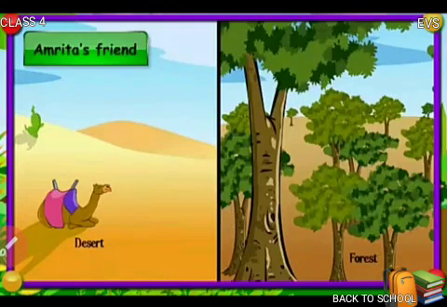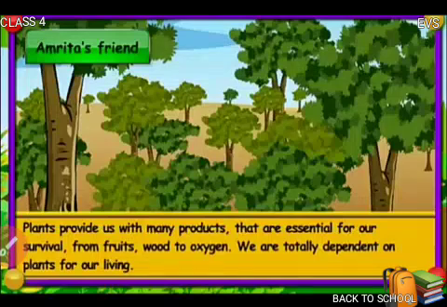Here you can see a picture of desert, camel is there, and of course the famous Khejadli trees are there. You know, the plants provide us with many products which are essential for our survival and for our daily needs. You all know plants are very much important for all the human beings. So today Amrita will help us to know how different plants and trees are actually useful for the human being. So let's study the importance.